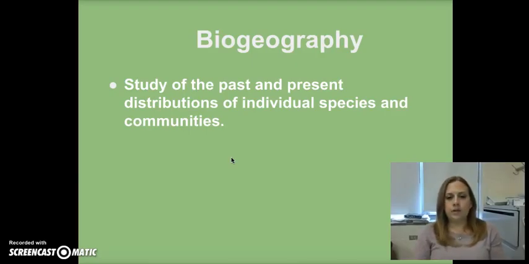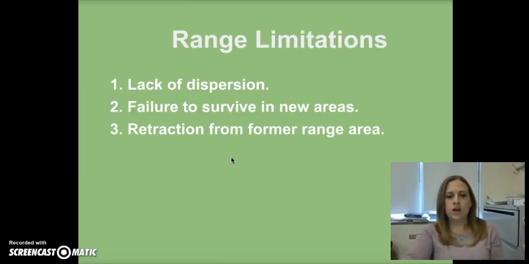The next topic we're going to look at is biogeography. And this is going to be the study of past and present distributions of individual species as well as communities. And one thing that's really important to look at are range limitations. So certain communities or species could have a lack of dispersion. You could see that species fail to survive in new areas, or you can actually study how species or communities actually retract from a former range area.